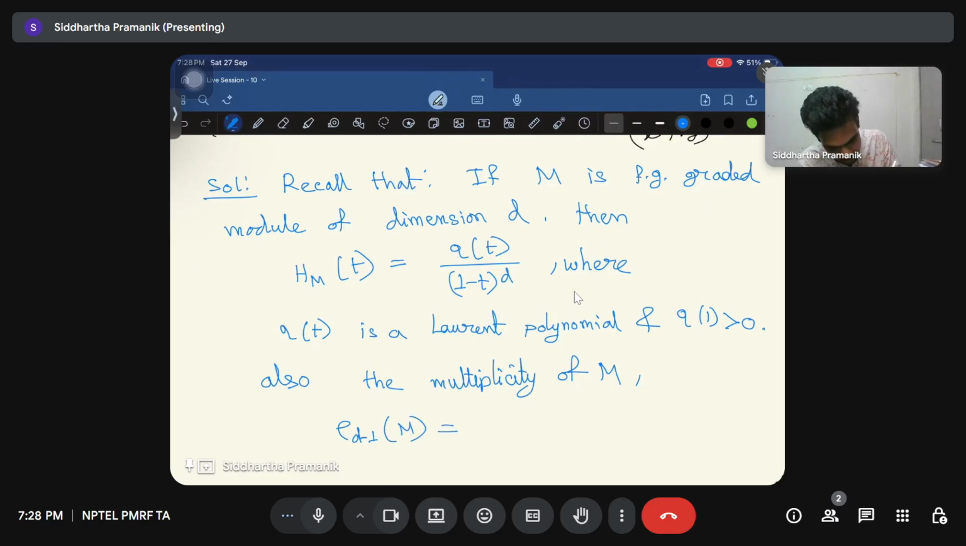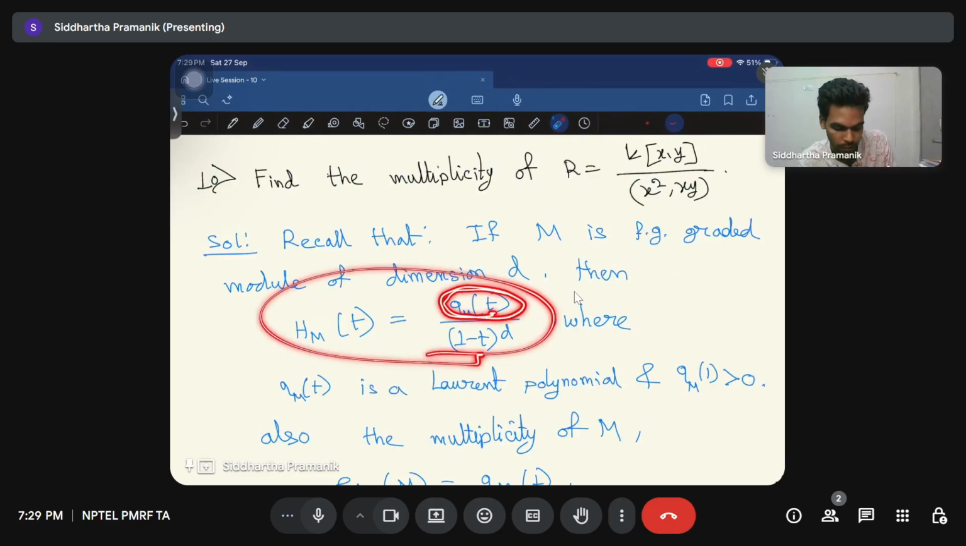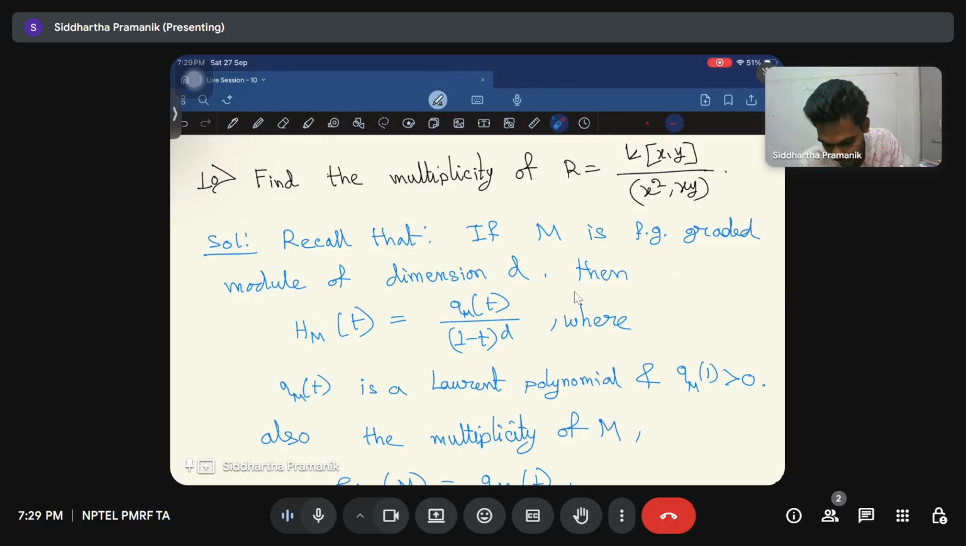is the same as, so we denoted this by q m of t. This will be dependent on m. So the multiplicity of m will be the same as taking this polynomial and evaluating it at 1. So if we can find the Hilbert series and we can find this polynomial q, then we can find the multiplicity. So let's try to find the Hilbert series of this quotient ring.